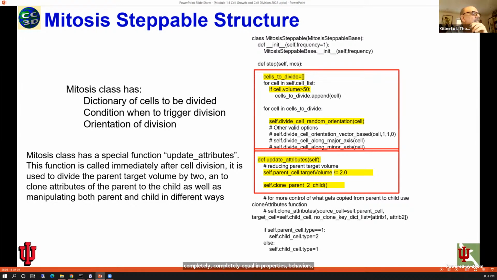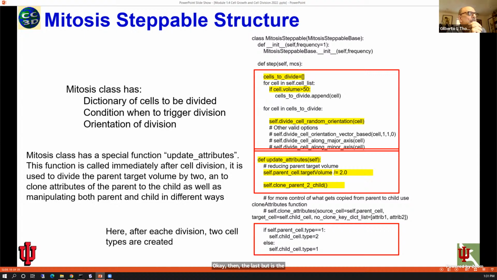Okay? And the last part is the way you choose to divide the cell. I mean, if both cells are going to be equal or are going to be different, or they are going to have mutations if you want, anything. In this part here, you see we are dividing the cells by default. The mitosis steppable by default divides the cells into equal cells, if you have it at the beginning of your simulation, of course. Okay? So this is the mitosis steppable.